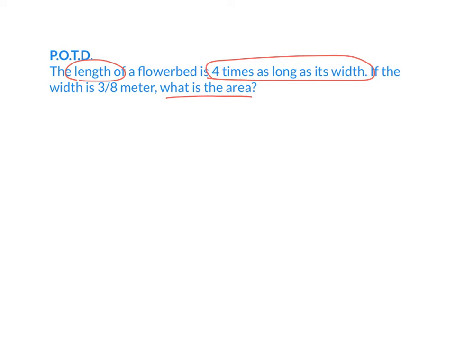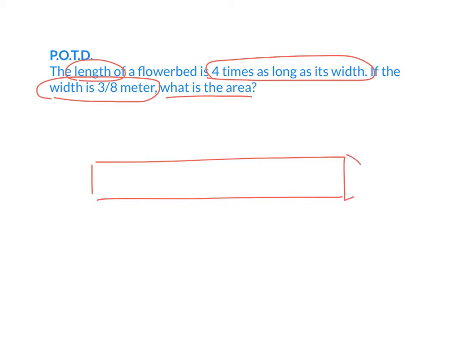4 times. Now if I know that the width is 3/8 of a meter, that means here's the flower bed. If the shorter part is 3/8 of a meter, how can I find out how long it is? It's 4 times the width. So what do I need to do? Jaden? You got it. 3/8 times 4. And since 4 is a whole number, I'm going to put it as 4/1.